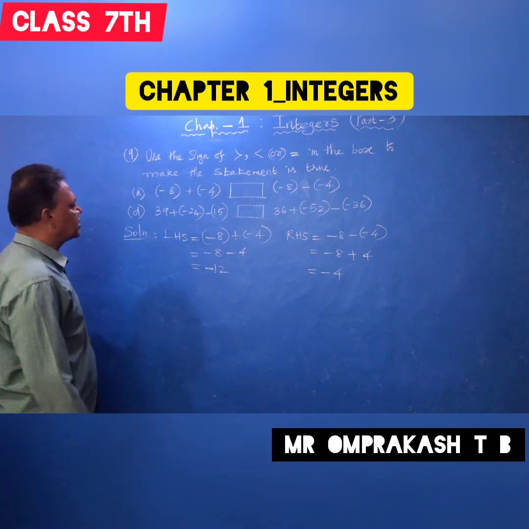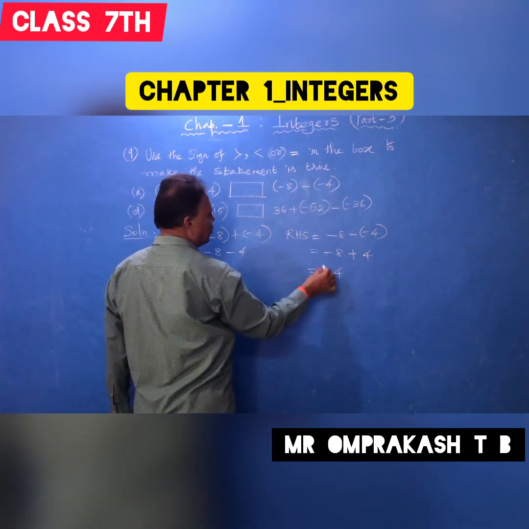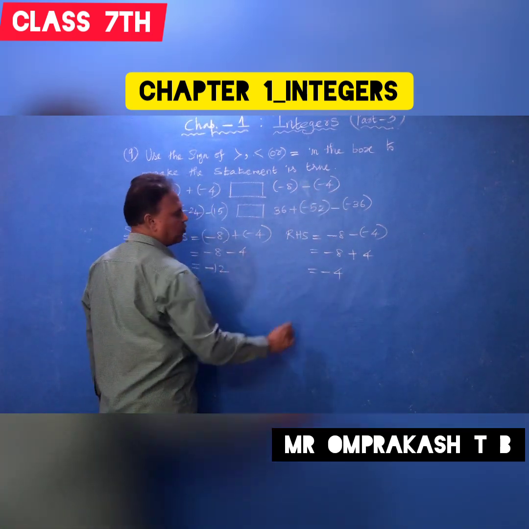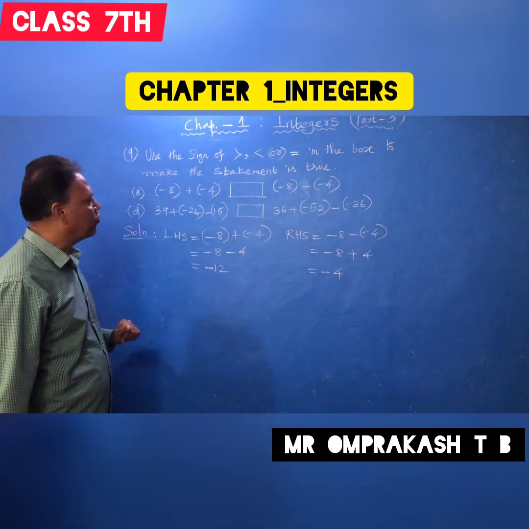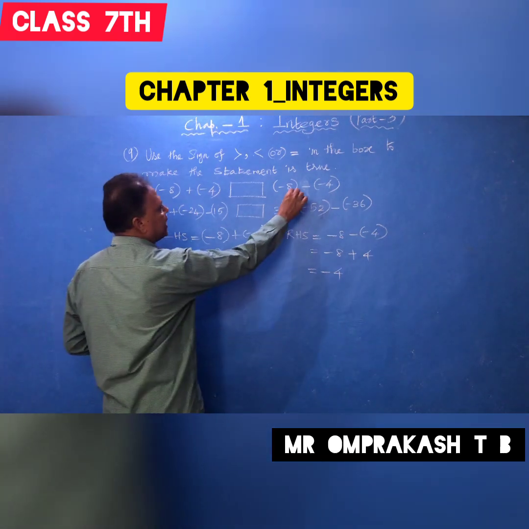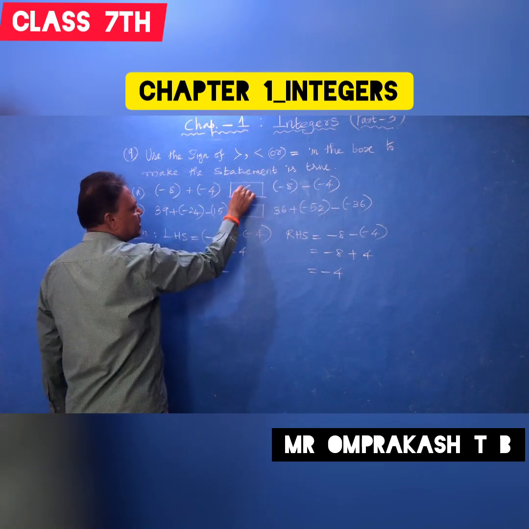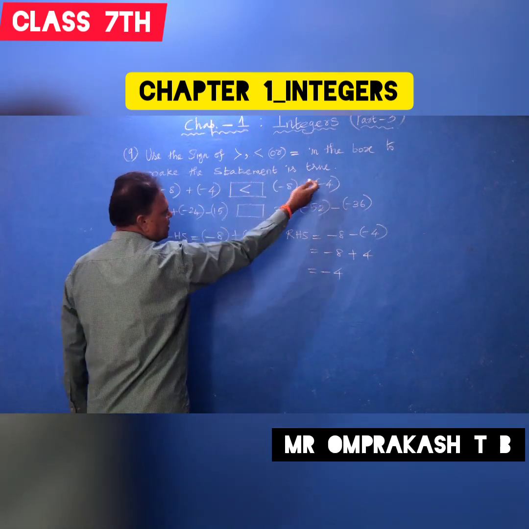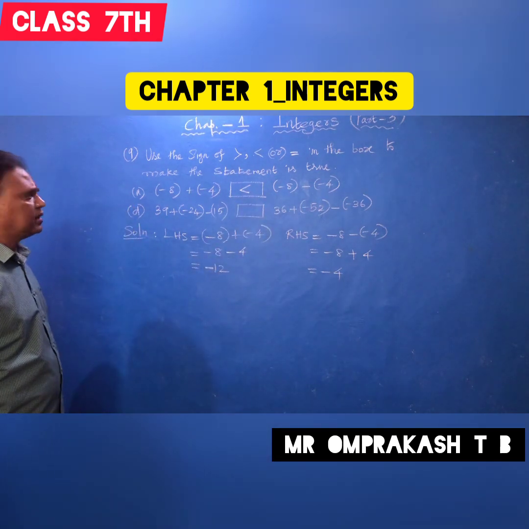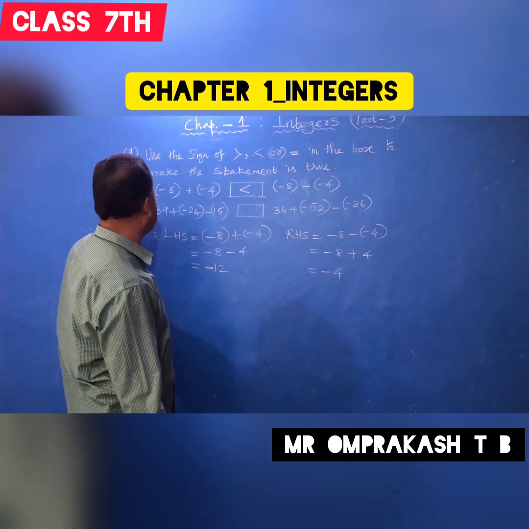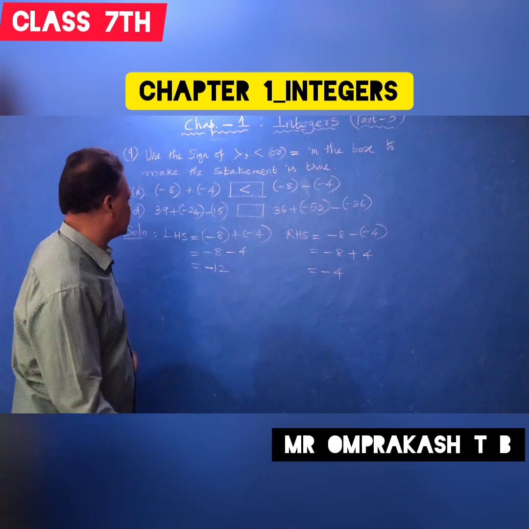Now you see this side, left hand side you have how much? Minus 12. This side you have minus 4. So minus 12, minus 4. Which is the biggest one? Yes, minus 4 is biggest. So which symbol will come? This side is minus 4, this side minus 12. So minus 4 is biggest. So less than. This is lesser than this one. Okay. So like this you have to write the symbol. So when you give the less than symbol only, this statement will be true.